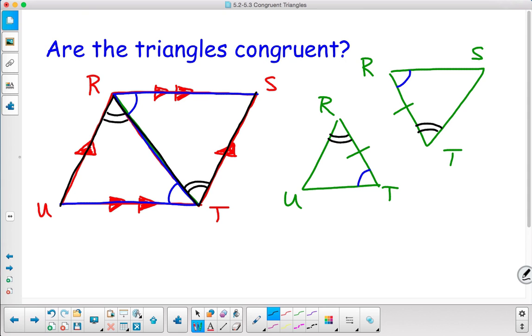So after we've thought through that, are the two triangles congruent? Yes, again they are. It's angle, side, angle.